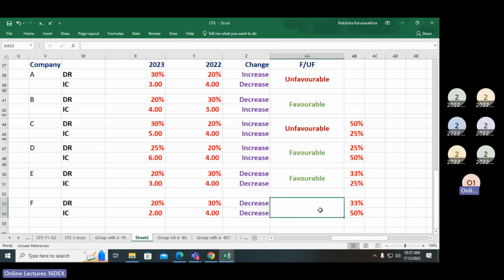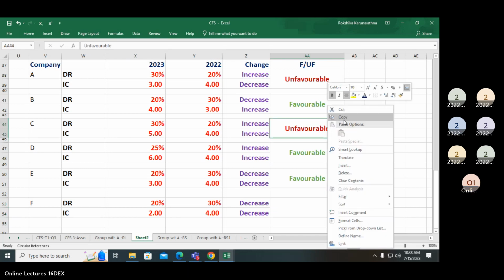Now what is? Debt ratio decreased by 33%. Debt ratio decreased by one third. Interest cover decreased by 50%. Debt ratio decreases, favorable. Interest cover decreases, unfavorable. But the unfavorable percentage is greater. So this is unfavorable.